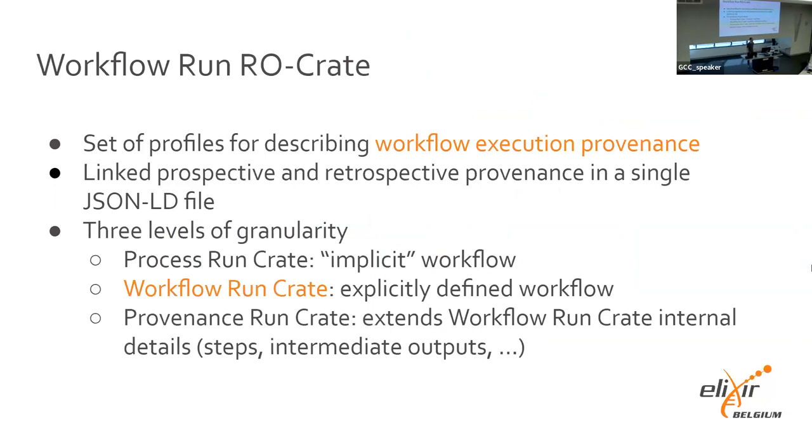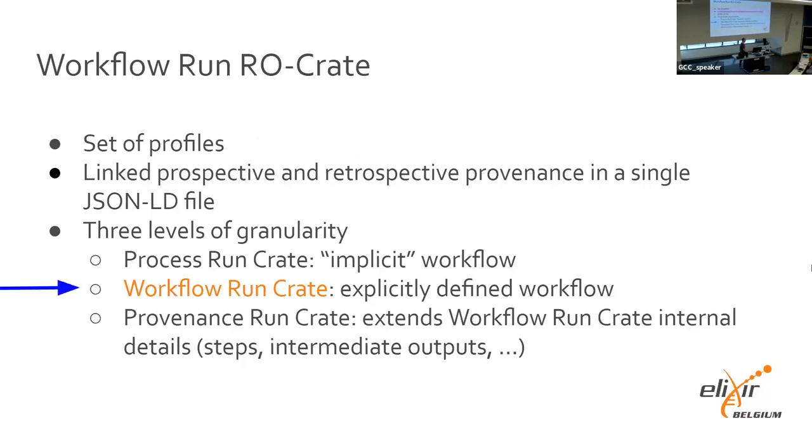So in talking about workflow run AuroCrate, we have a set of profiles developed by the AuroCrate community. And these provide extra constraints for workflow runs. The three levels have increasingly more constraints. So the process run crate would be, for example, for a history where you just have a set of tools that have been executed, but there's no workflow definition related to it. And then the workflow run crate needs to have a workflow definition, and the provenance run crate extends that with intermediary inputs and outputs of a workflow run. So in terms of Galaxy, we're at the workflow run crate level.